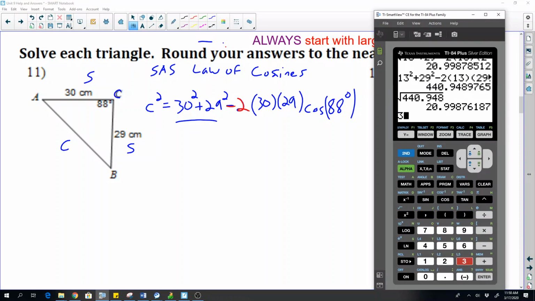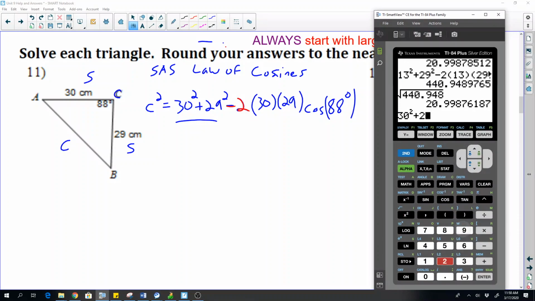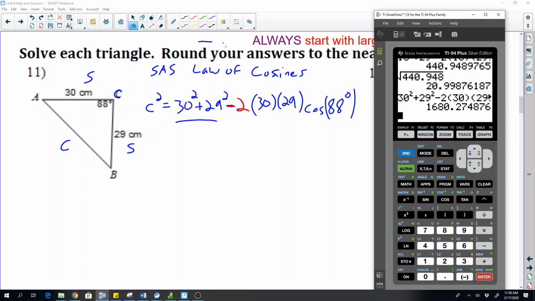So we'll get 30 squared plus 29 squared. You give it a try. Do it with me. Get out your calculator. Come on, do it with me. So, minus 2 times 30 times 29, and then we have cosine of 88 degrees. Beautiful. And so then we'll get a nice big number that we're going to have to do what with? Remember?